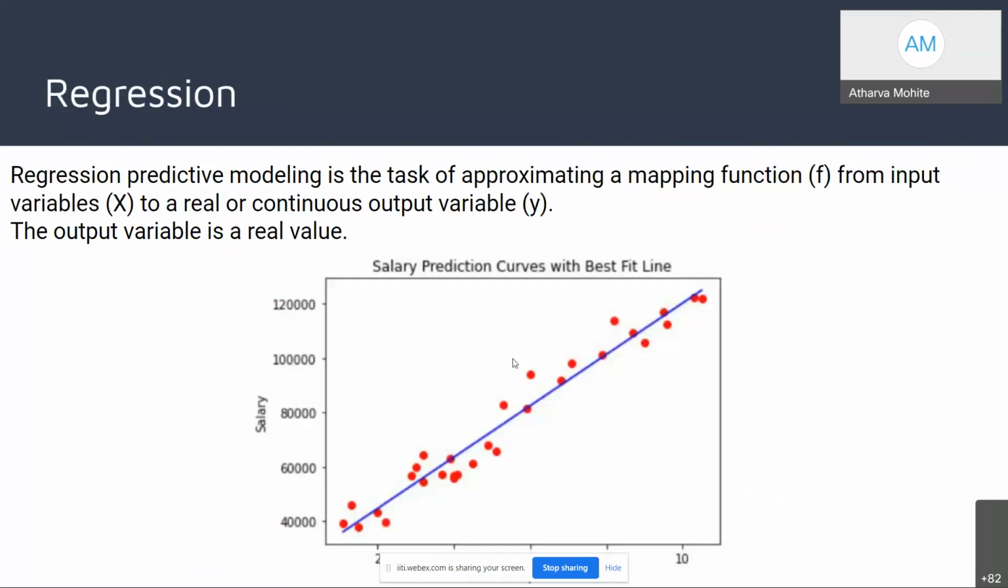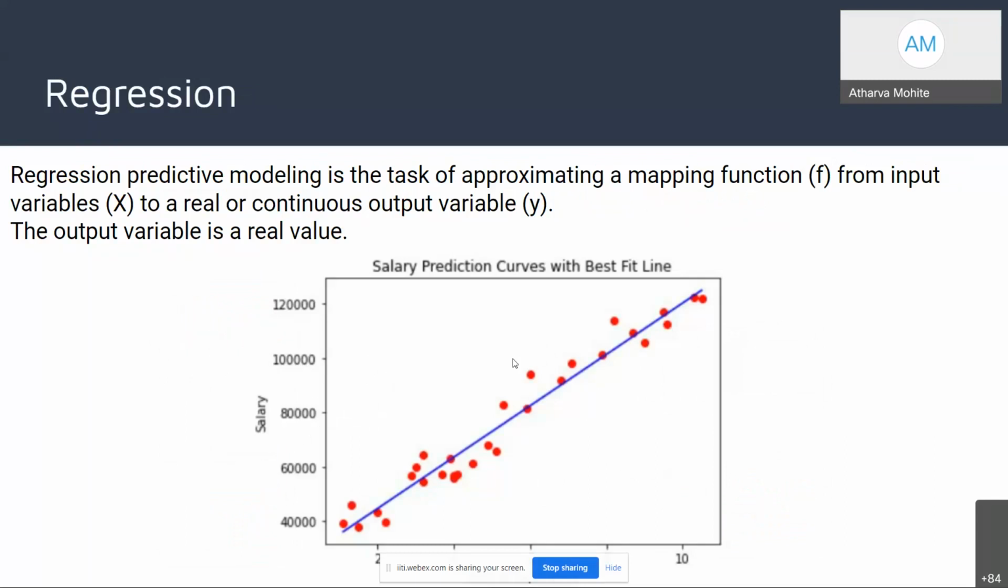Let's now move on to regression. Regression analysis is a form of predictive modeling technique which investigates the relation between dependent and independent variables and outputs the continuous variables or real values. A regression problem is when the output variable is a real value, such as dollars or weight.